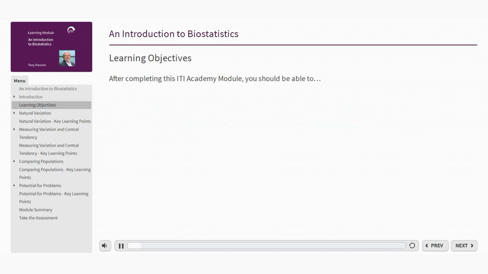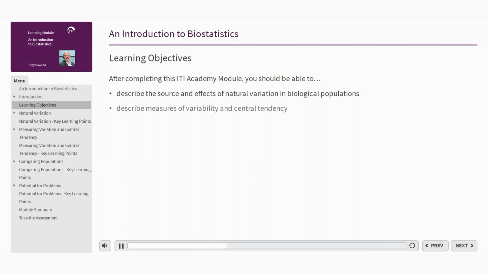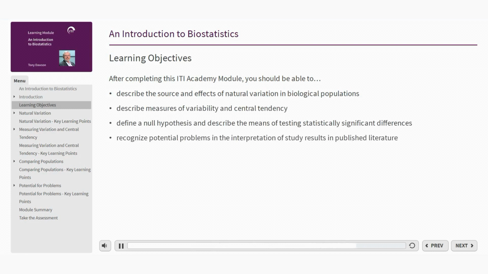After completing this ITI Academy module, you shall be able to describe the source and effects of natural variation in biological populations, describe measures of variability and central tendency, define a null hypothesis, and describe the means of testing statistically significant differences, and recognize potential problems in the interpretation of study results in published literature.